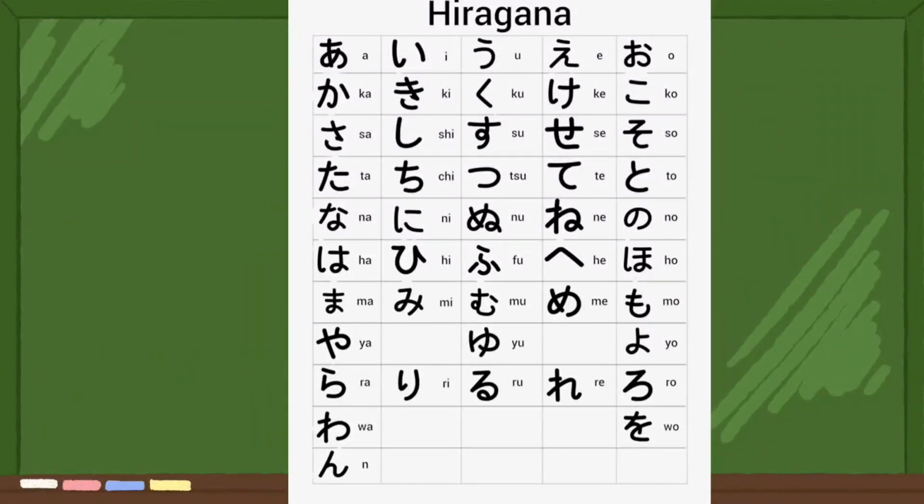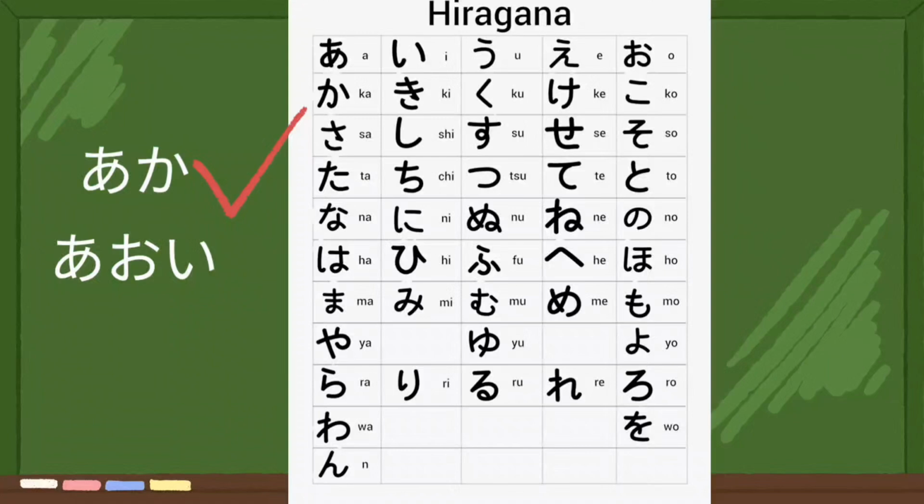Now moving to the next two words. The two words are on your screen. You can pause the video again for a minute and then read the words from the chart. I hope you have read the words, and the first word is aka. You might be thinking, what is aka? In Japanese, aka means red. That's it, the color red.